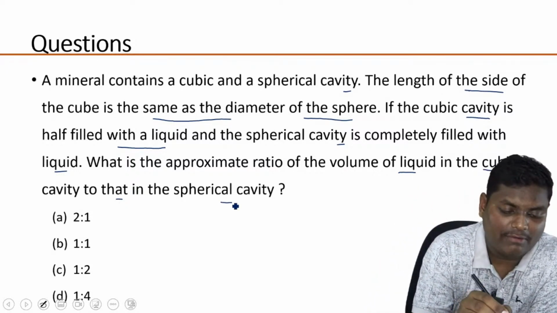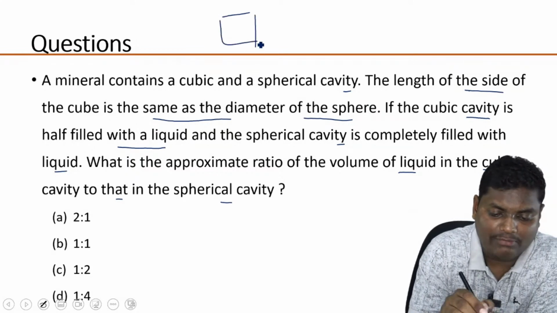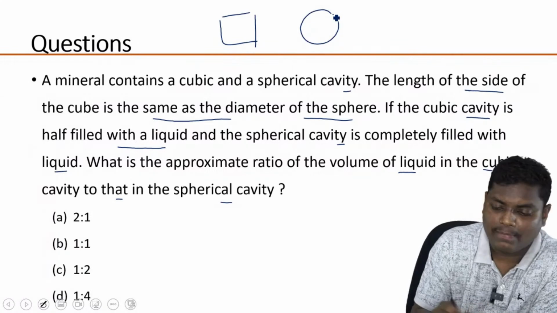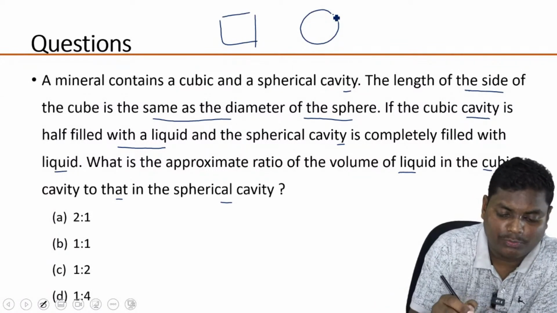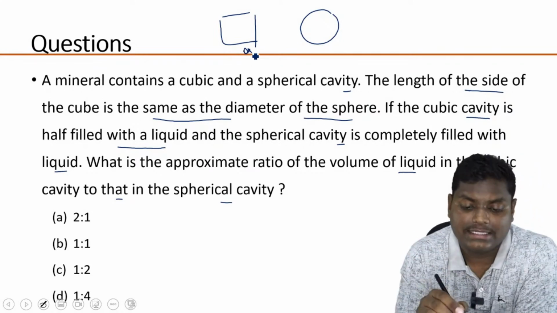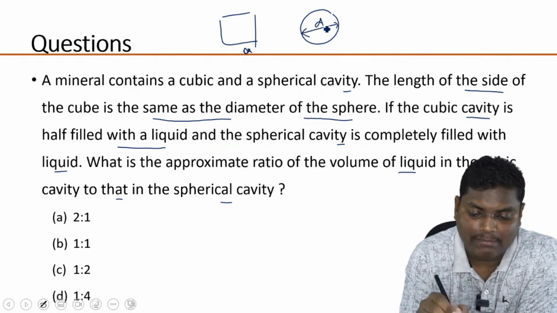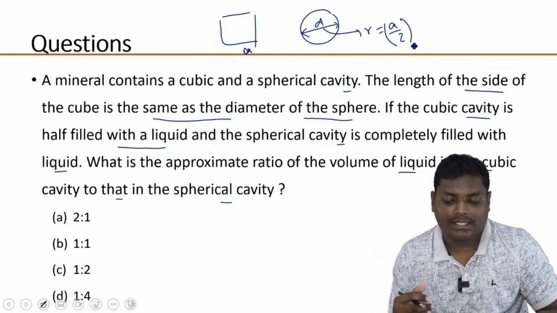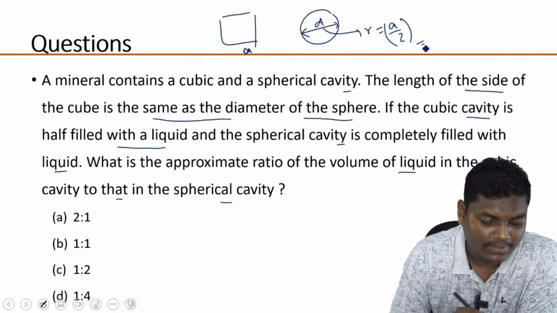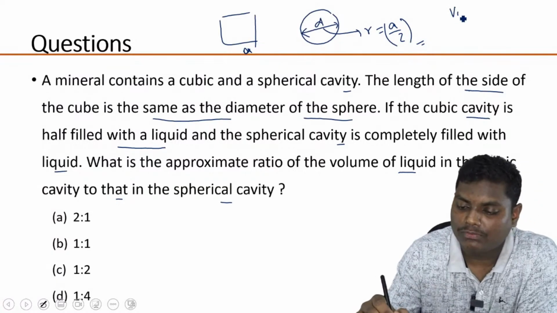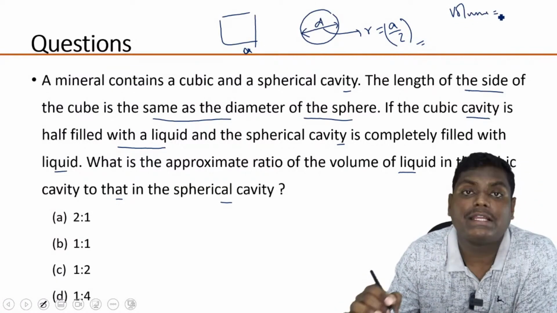So basically we have a cube over here, and we have a spherical cavity. The next thing it is saying is that the length of the side of the cube is the same as the diameter of the sphere. Let's consider the length of the side to be a. So the radius of the sphere will be a by 2. Now it is saying that the cubic cavity is half filled, and the volume of a cube is a cube.